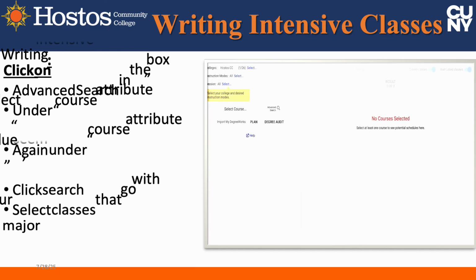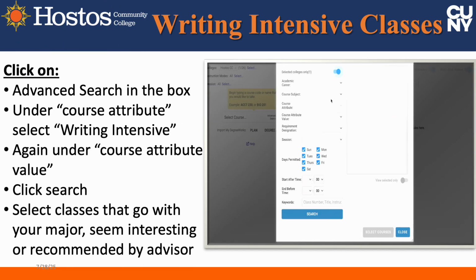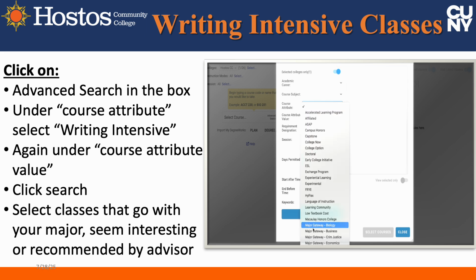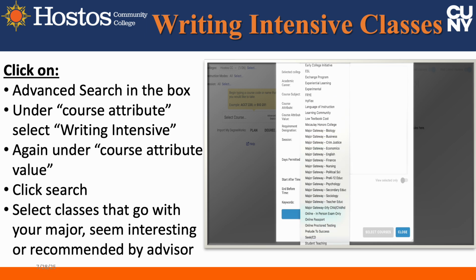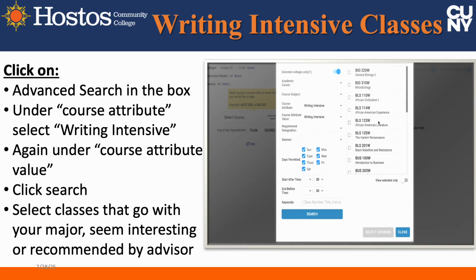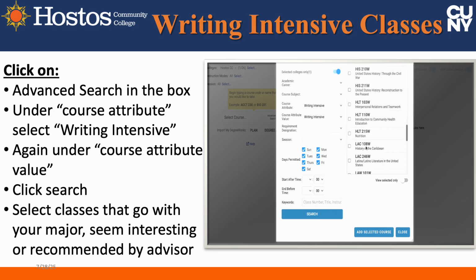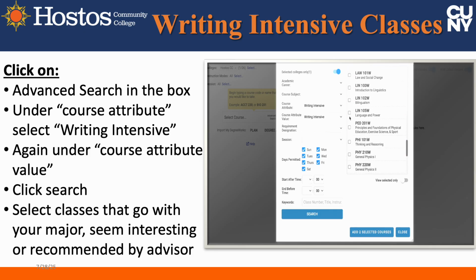How do you search for the writing intensive class? You click on the advanced search button on the left side of the search bar, and then on the course attributes, select writing intensive. Again, on the course attribute value, you're going to click writing intensive, so it'll be twice the way you see it here. Then you click the search button, and then all the classes will appear there on the right side, showing you the different options that you have.